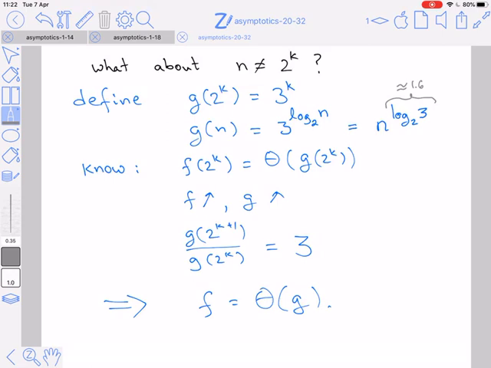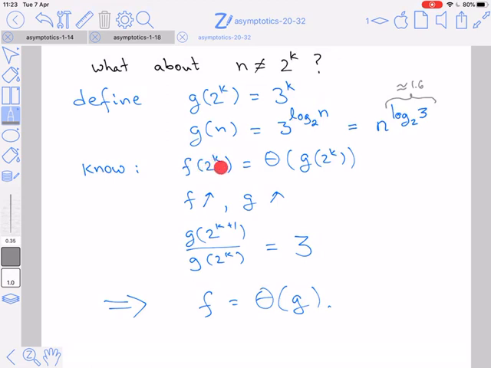Notice, g of n is 3 to the power of the log base 2 of n, because the k here in the exponent is the log base 2 of the argument. And by doing the standard algebraic manipulations, 3 to the power of log base 2 of n equals, this is equality, n to the power of log base 2 of 3, which is roughly 1.6. Okay. Now, what do we know?